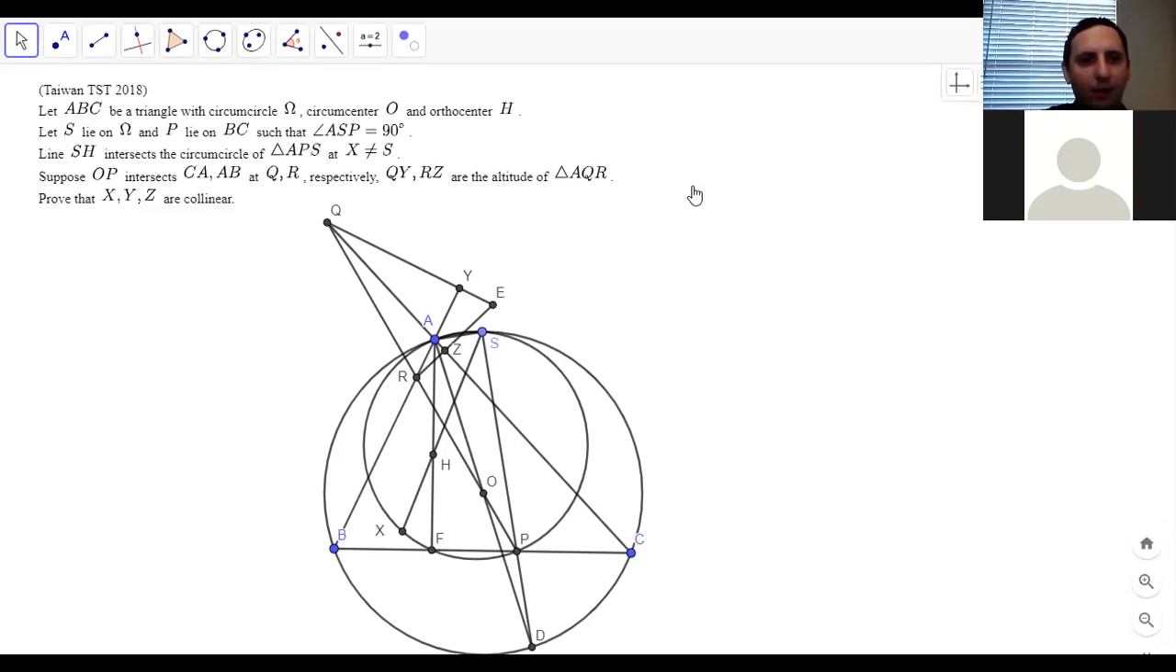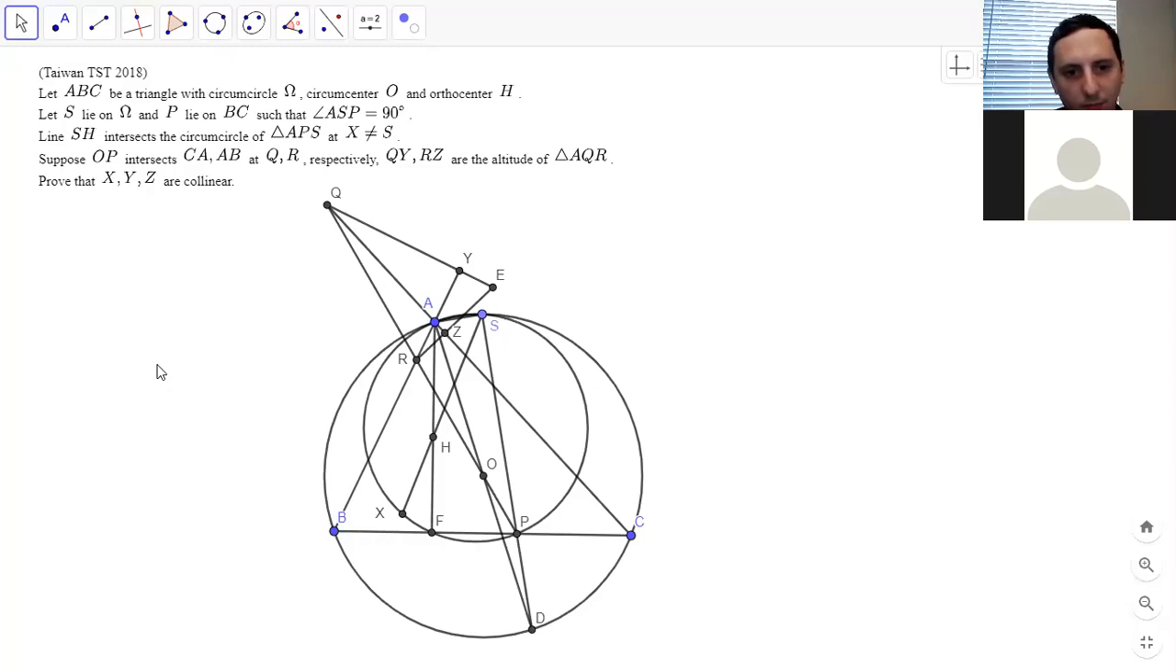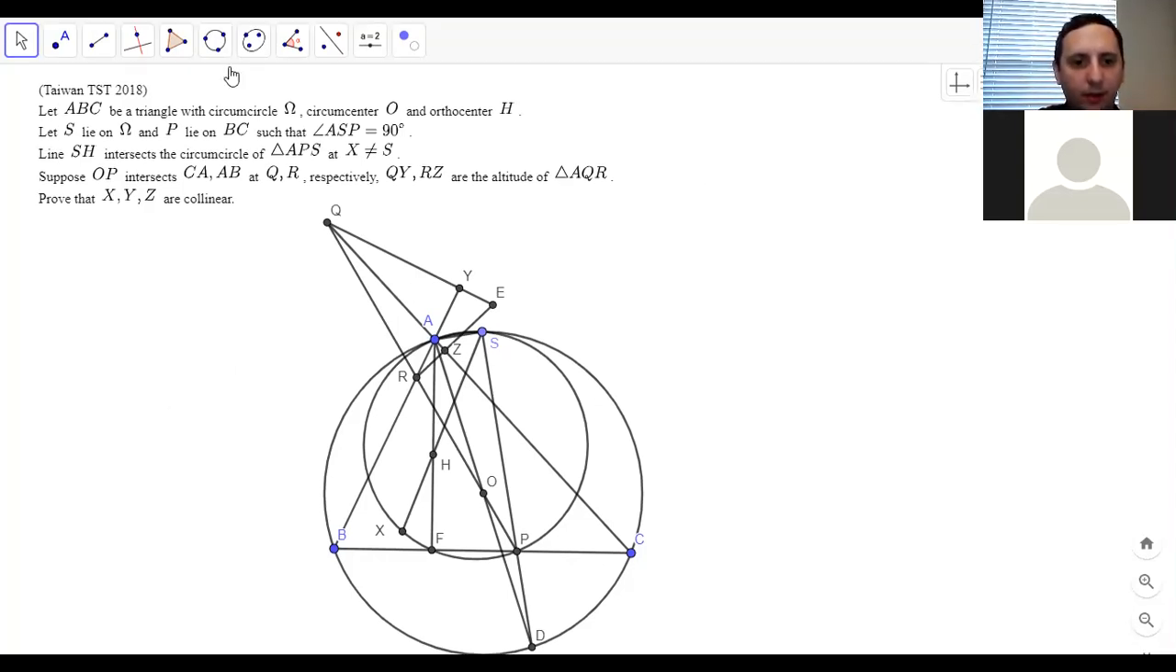Simpson line needed somewhere. Yeah, Taiwan really likes orthocenter problems. Can I also draw the altitudes from B and C? Yes.